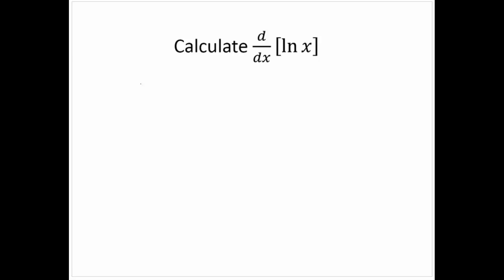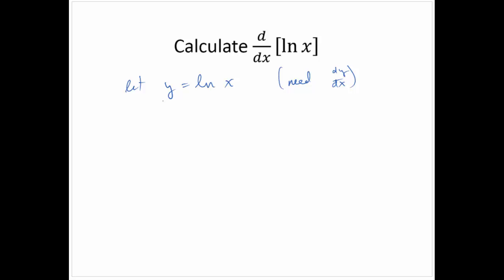Alright, so I'm going to let y equal the natural log of x. And so I just need to figure out what's dy dx. I'm going to take a slightly different approach. I'm not going to use a direct approach. Instead, I'm going to use the inverse.